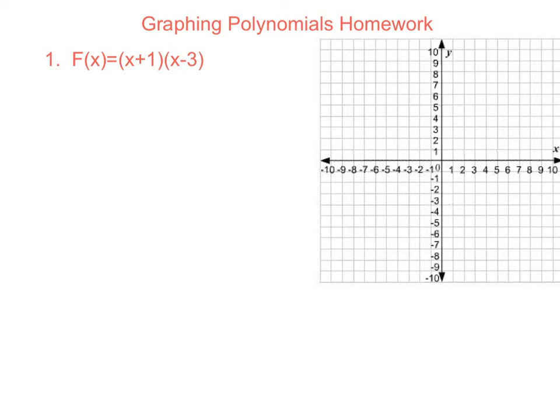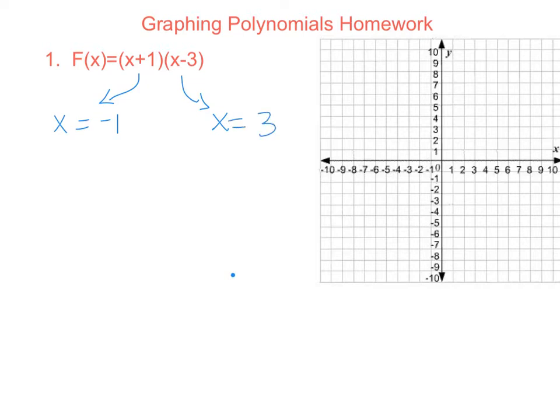So what we're going to do is start by finding the zeros. Now if you recall, we would just change the sign, or set x plus 1 equal to 0, and we will get x equals negative 1. The other zero here will be x equals 3.